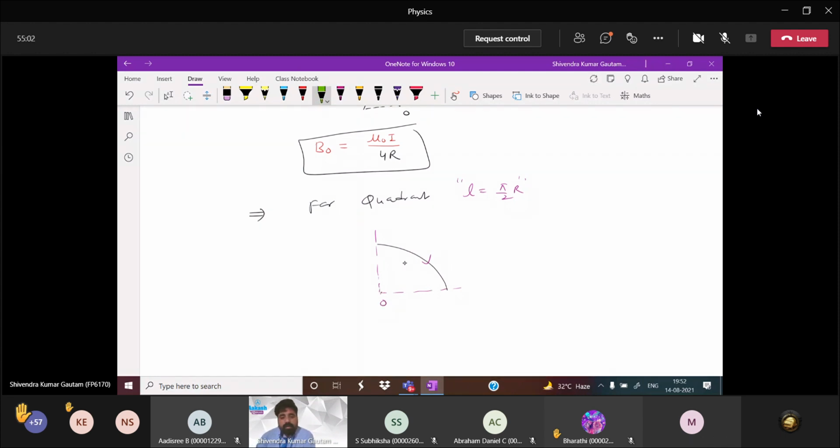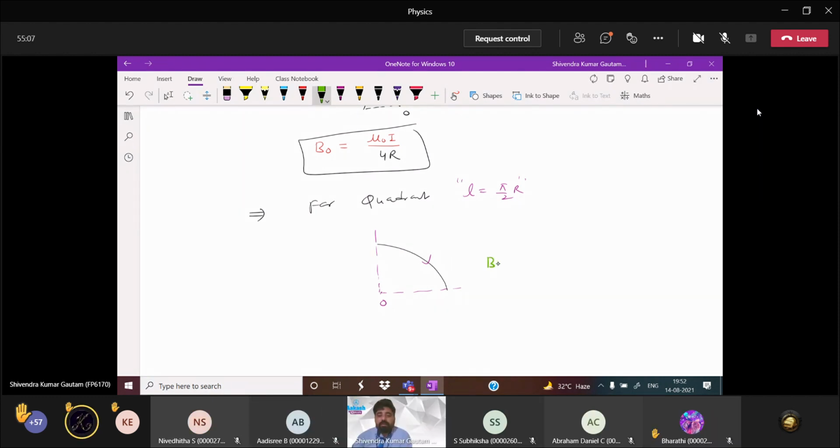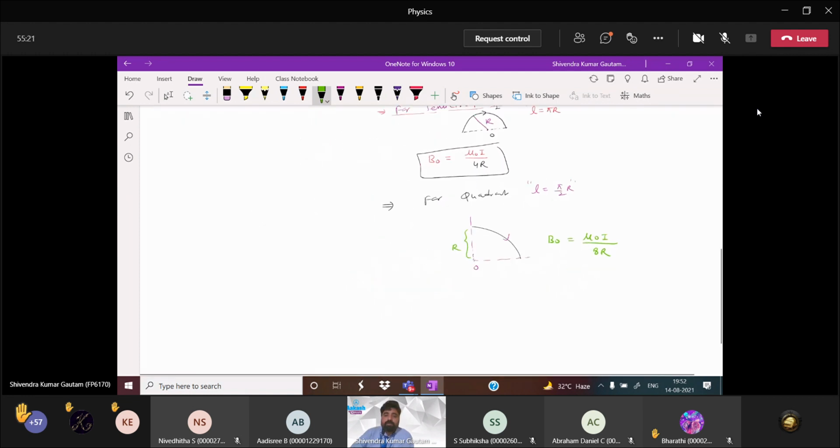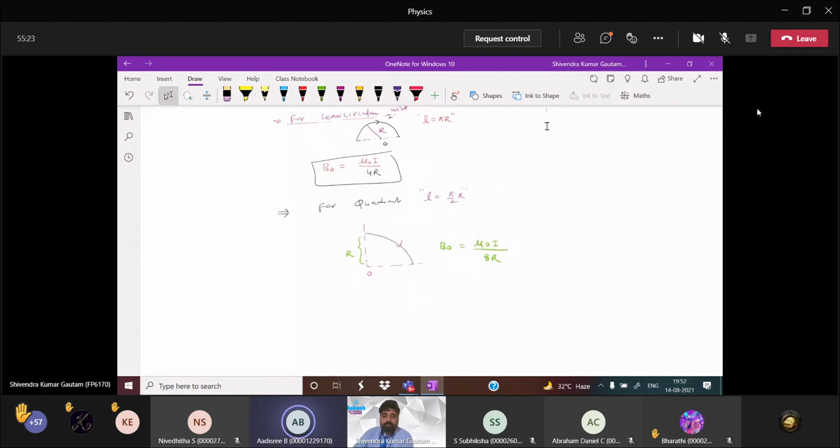Here is the quadrant. For a quadrant, what is the magnetic field? If the radius is R, it is mu naught I by 8R, just half of the semicircle. So mu naught I by 8R. First note this down, everyone.